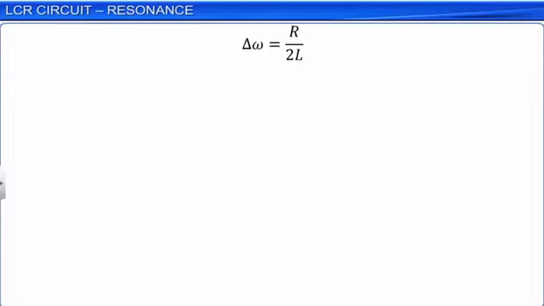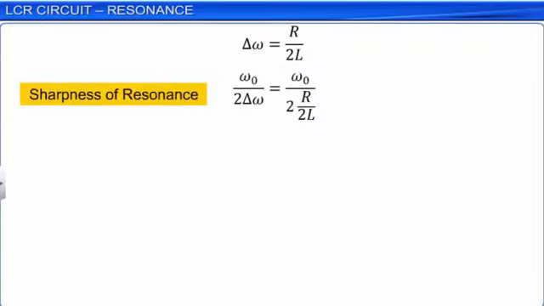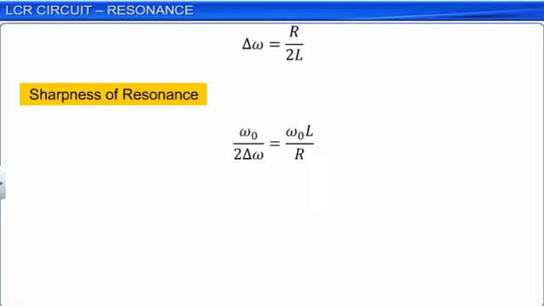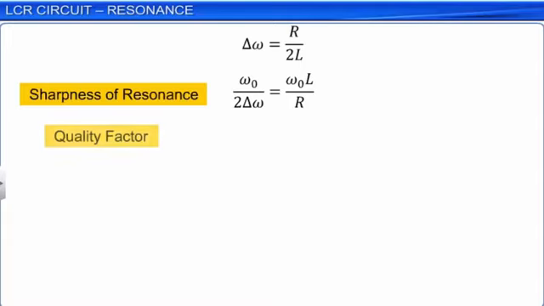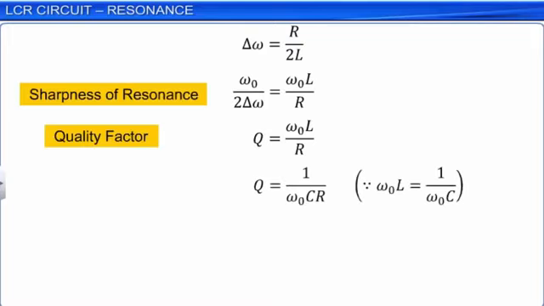Using the value of delta omega obtained, the sharpness of the resonance, omega naught by 2 delta omega, can now be written as equal to omega naught L by R. This is also referred to as the quality factor Q of the circuit. Since omega naught L is equal to 1 by omega naught C for resonance, we can also write equation 4 as Q is equal to 1 by omega naught CR. Let this be equation 5.